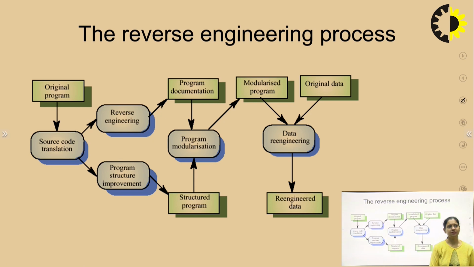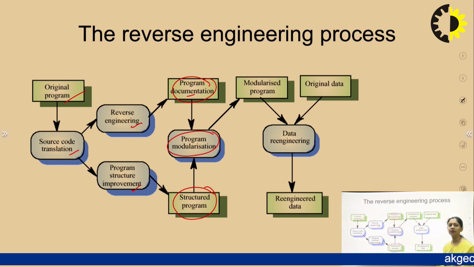If we look at the reverse engineering process again, we have the original program, the program that the user is using. That program is translated into the source code. That source code moves into two parts, either reverse engineering or program structure improvement. We want to improve the program. When it moves into reverse engineering, the program documentation is checked, and for structure improvement, the structured program is seen. Both of them lead to program modularization. We convert the program into different modules. The outcome of this program modularization is a modularized program.